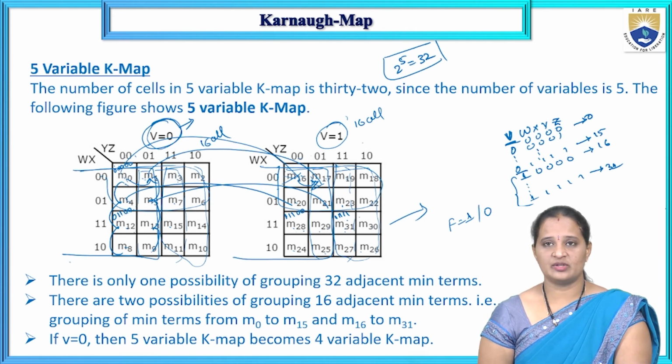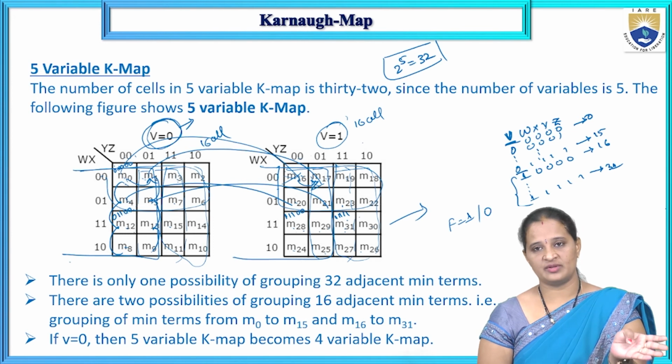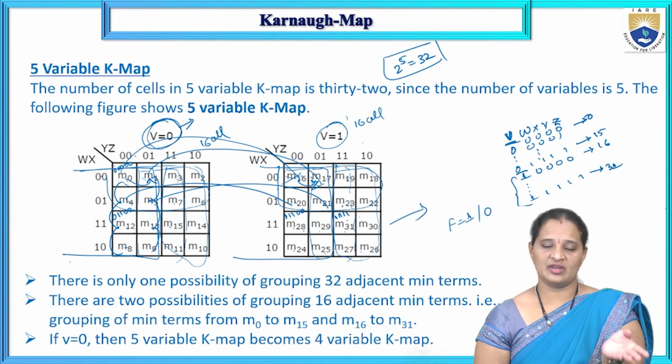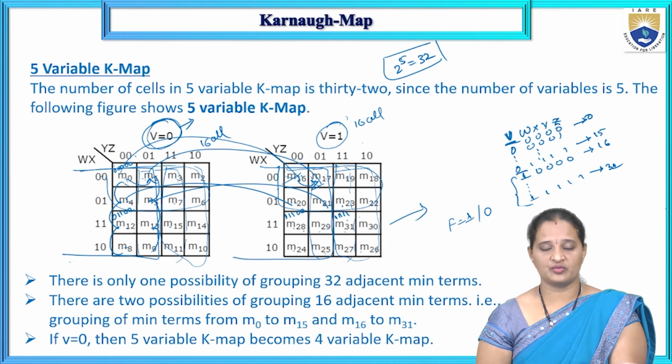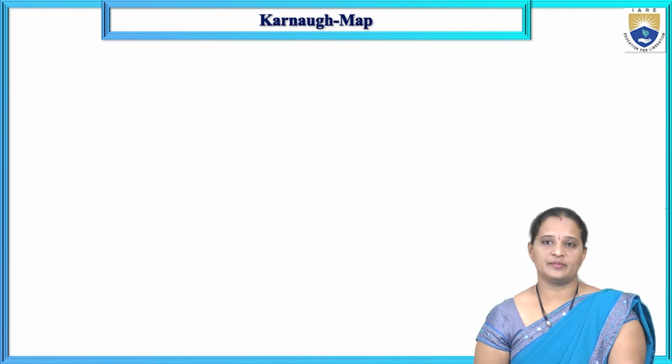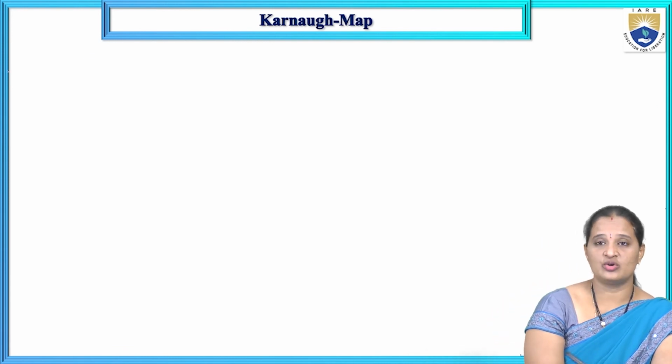So the maximum possible group that I can form in this one is a group of 32 cells, and then 16 cells, and then 8 cells, quad, and pair. These are the possible things that we can form. A group of 16 cells can eliminate 4 variables. A group of 8 cells can eliminate 3 variables. A group of 4 cells can eliminate 2 variables, and a group of 2 cells can eliminate 1 variable.